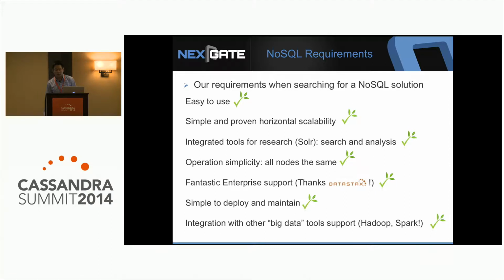We also wanted some integrated tools for research because we rely on our classifiers, so we wanted to be able to do search and analysis easily. So Solr provided that. We wanted operational simplicity so that all nodes are the same. There's no knock on having a master node, but we didn't want to worry about if a node went down, is that the master node or the gateway? We just wanted everything to handle itself.